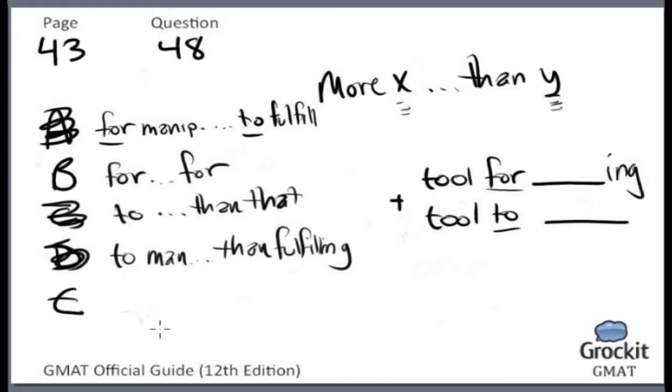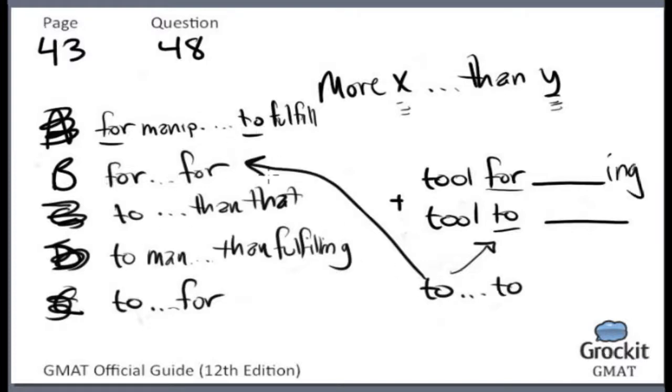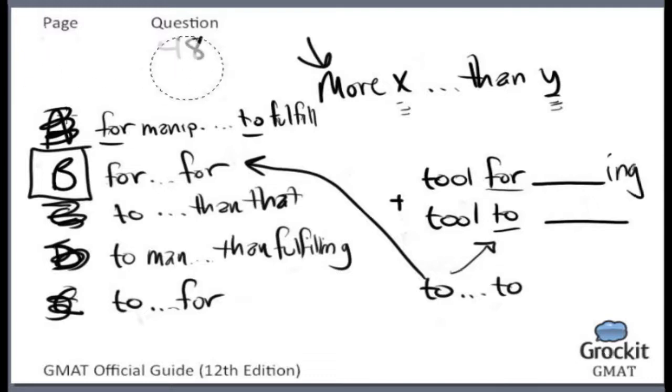Choice E has to in the first part, and then for fulfilling in the second part. So if we had had an answer choice that actually had a to and then another to, like this one up here, that would have been a serious contender for the correct answer, and we would have had to compare it to choice B with its for-for, because they would have been parallel. In this particular case, though, we didn't have any answer choices other than B that matched the two halves correctly for parallelism with the correlative construction more X than Y. So choice B is the correct one. We can happily move on. And we're going to be turning the page, so give me a moment to erase this stuff.